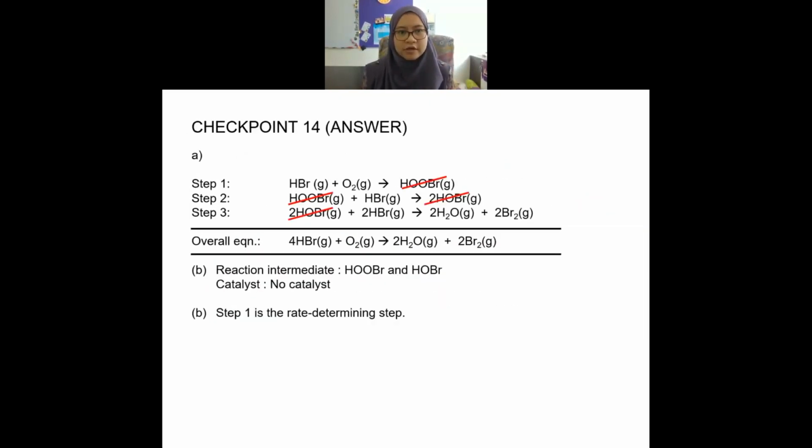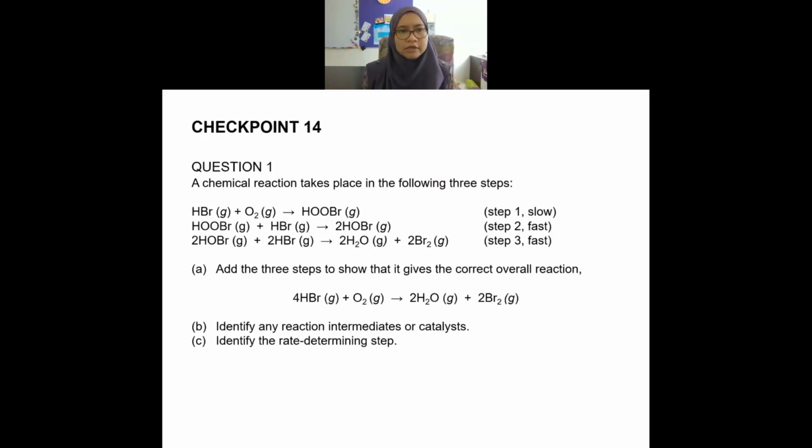Okay, checkpoint 14, the last checkpoint. It has two parts, a long one. Let's go through it together. Checkpoint 14, a chemical reaction takes place in the following 3 steps. There are 3 elementary reactions. Step 1, step 2, step 3. And then it is stated here that step 1 is the slowest and the rest of the steps are fast.